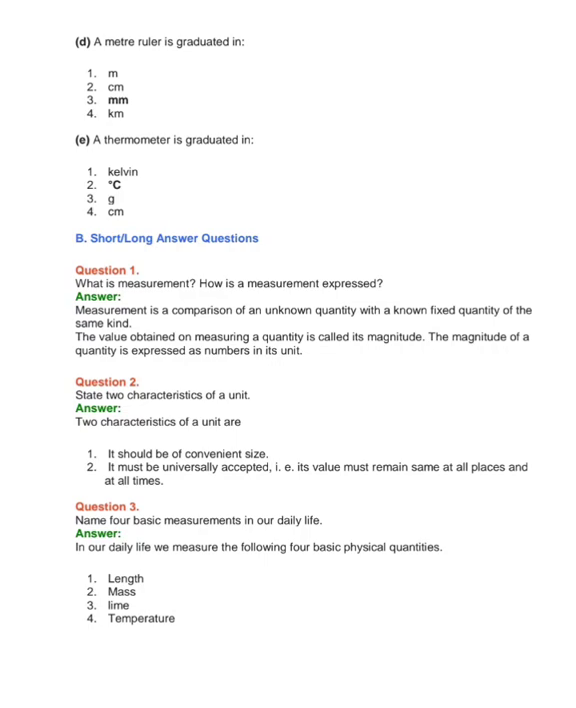Question 3. Name 4 basic measurements in our daily life. Answer. In our daily life, we measure the following 4 basic physical quantities. Number 1, length. Number 2, mass. Number 3, time. Number 4, temperature. So children, there is a misprint in number 3. It is time. Okay? Please make a note, children. Now let's move ahead and do question number 4.